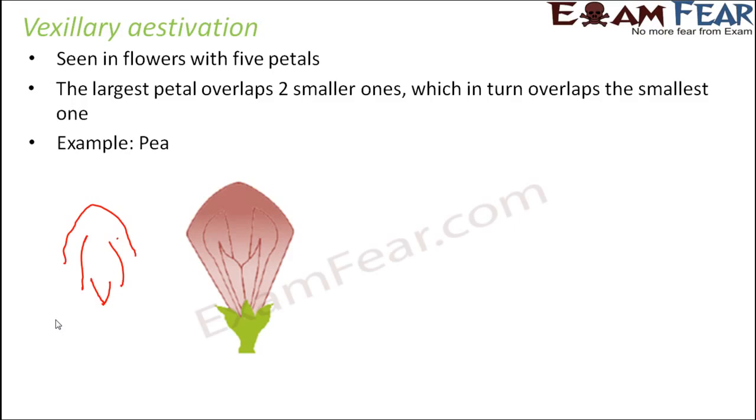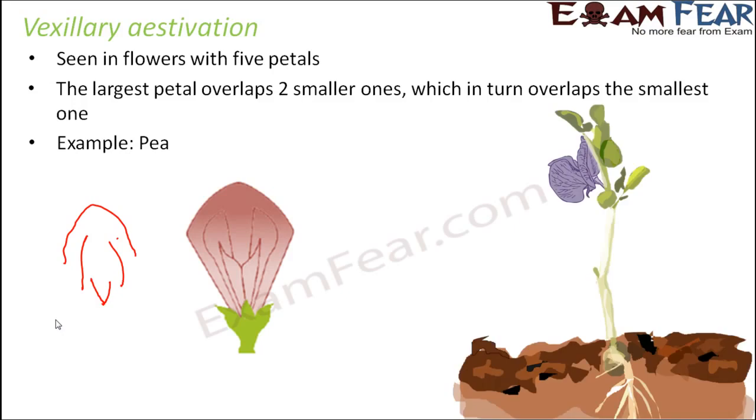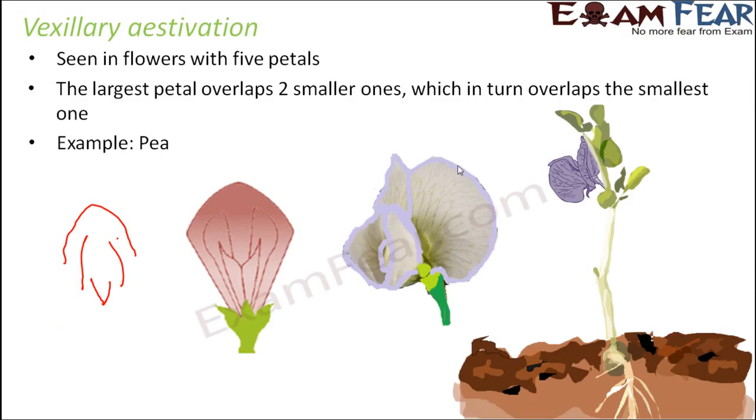This is seen in the pea plant. If you look at the flower of a pea plant closely, this is how it looks like. See, this is the largest petal. So the largest petal is actually covering 2 smaller ones, which in turn is covering the smallest one. Right? So this is how a pea flower looks like.